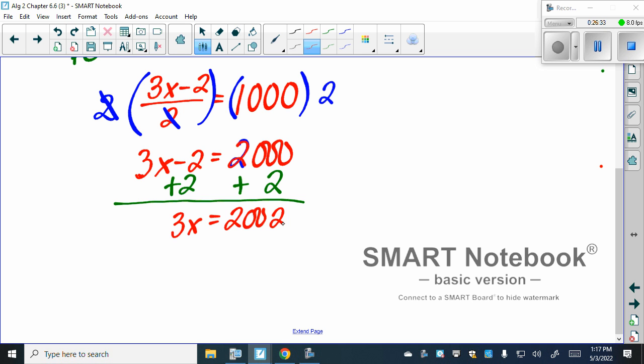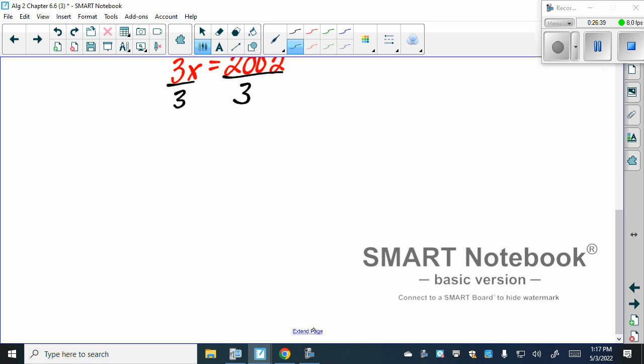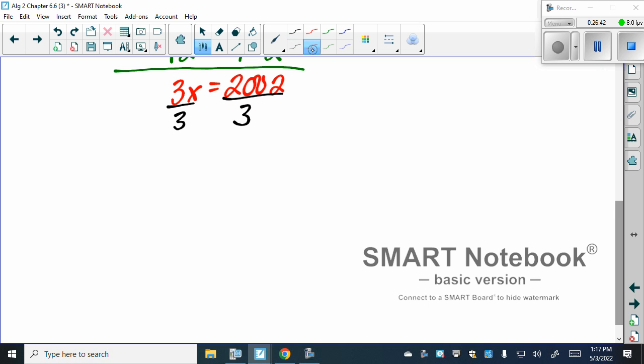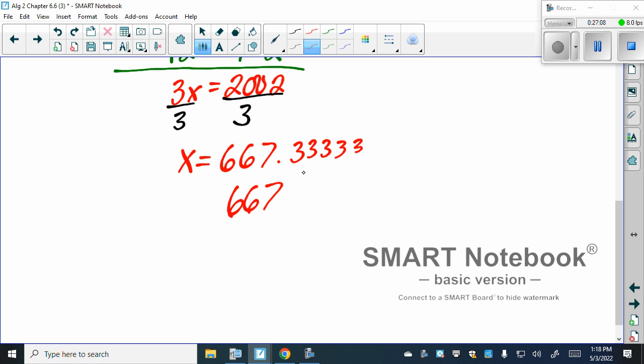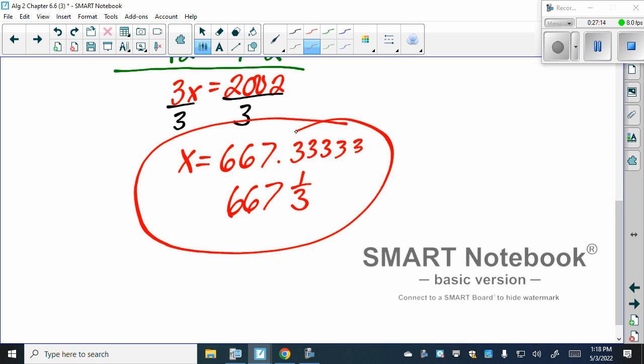And last but not least, will this divide by 3 evenly? Any number whose sum of its digits is divisible by 3 will also be divisible by 3. Well, 2 plus 2 is 4. Does 4 divide by 3 evenly? No, so neither will this. We should get 667.33333, or 667 and a third. Either one of these here is the correct answer.